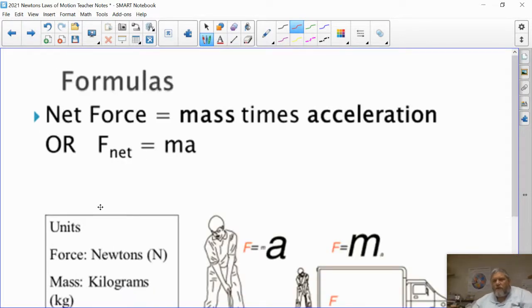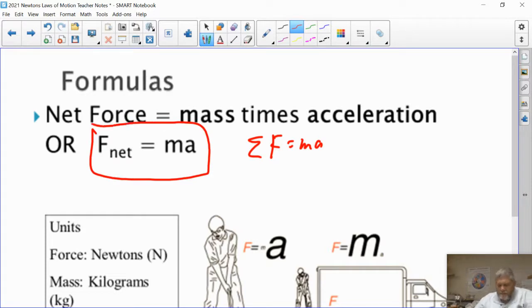All right, so here's our formula. Net force equals mass times acceleration, or F net equals ma. Sometimes you'll see it written as sigma F equals ma. The Greek letter sigma stands for the sum of, or the net. But this is the one that we'll write most of the time. If you see that sigma, it looks a little bit like an S, but much sharper. That just means sum of, just like delta means change in math. The sigma means summing them all up.